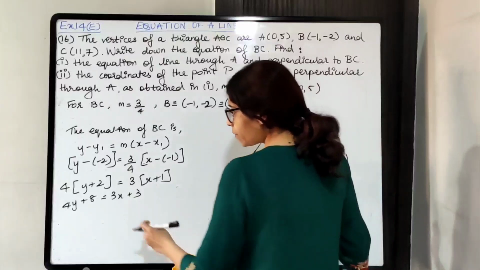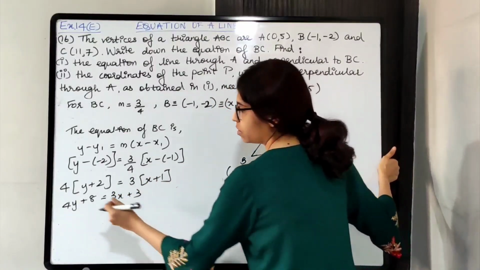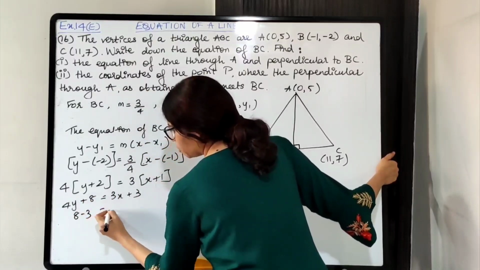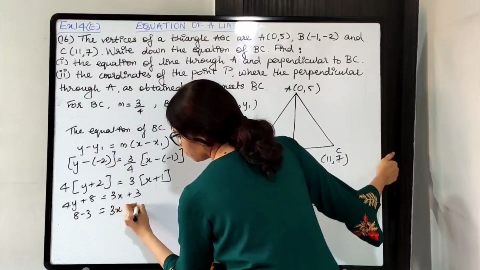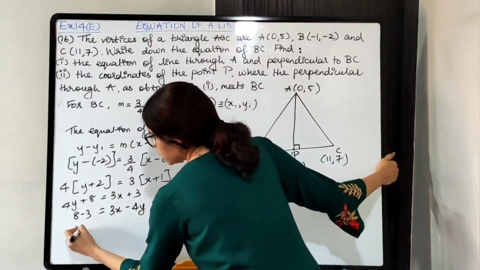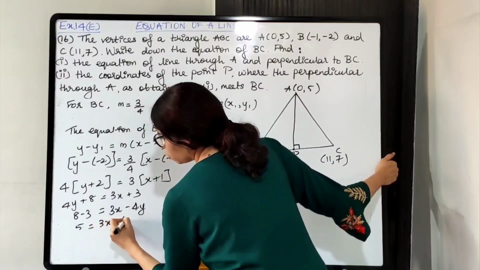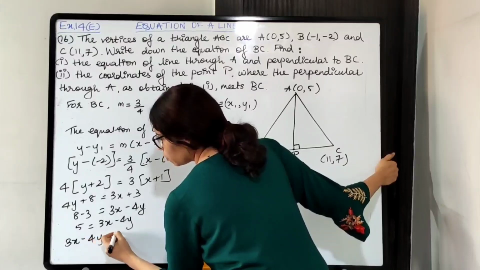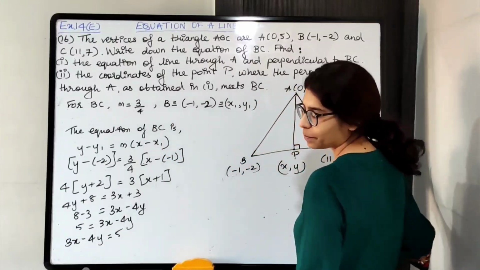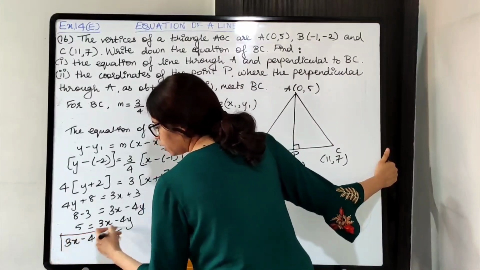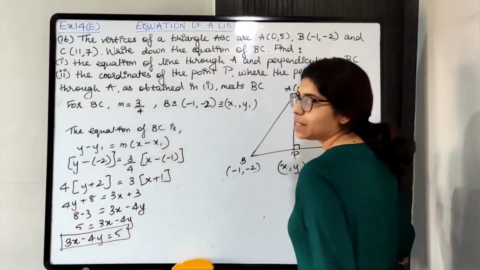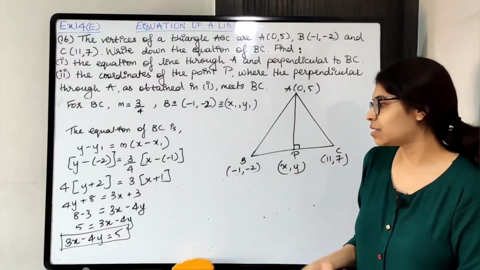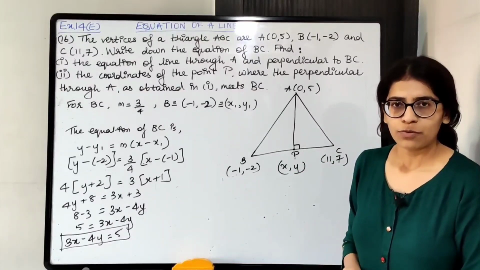So I want to keep x wala term positive. I'm shifting 4y over here and numbers on one side. Okay. So this gives 5 equals 3x minus 4y. Now just switch the sides. So 3x minus 4y is equal to 5. Okay. We got the equation of side BC. Box कर दो, write down the statement. The equation of side BC is 3x minus 4y equals 5.